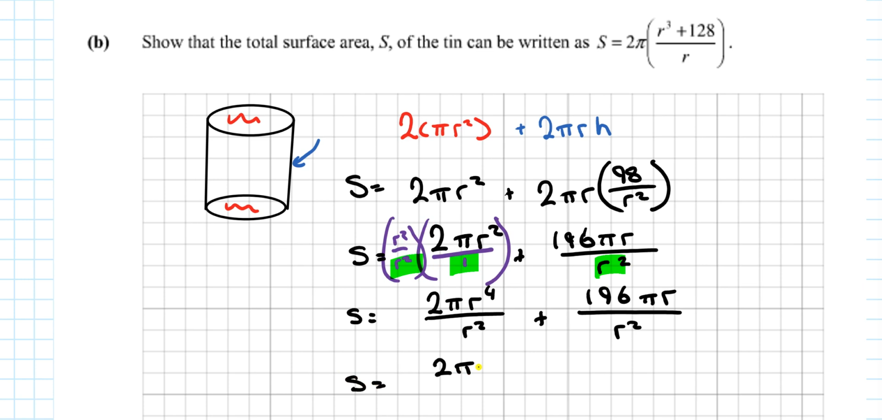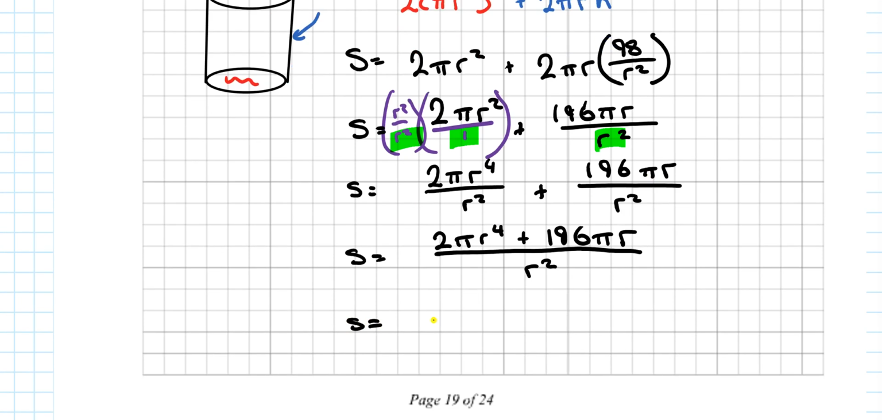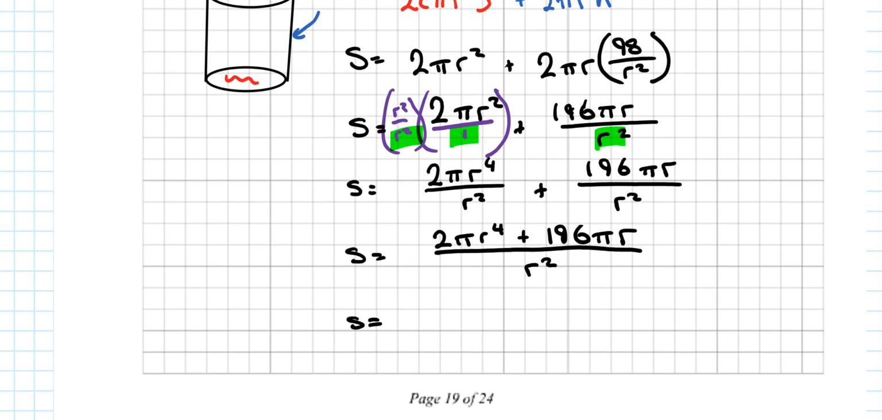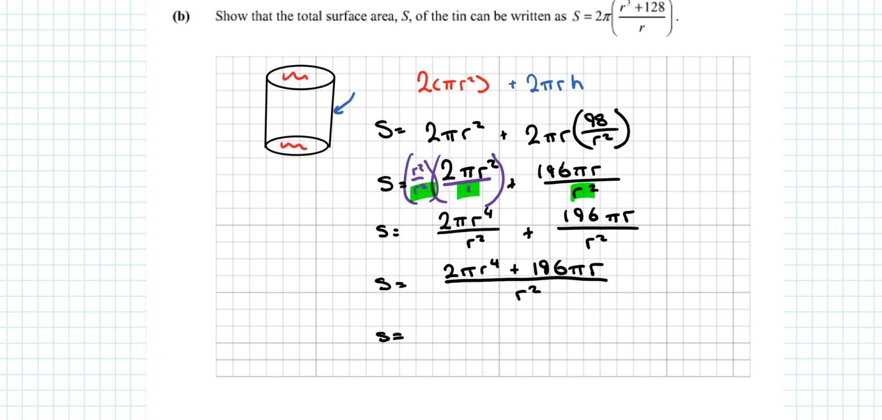S is equal to 2 pi R to the 4 plus 196 pi R all over R squared. Then that square can cancel because it's dividing in there, and I'd be left with a 3 here. So I'm left with 2 pi R to the 3 plus 196 pi all over R.